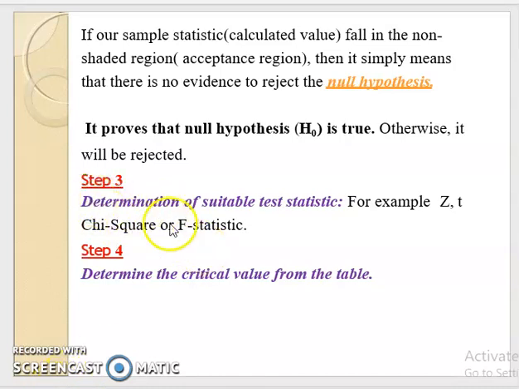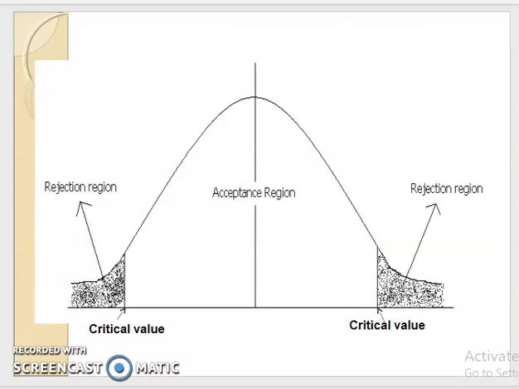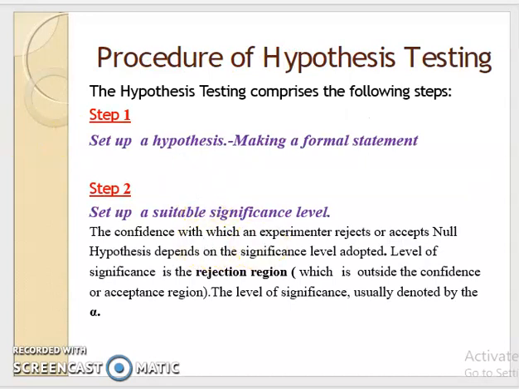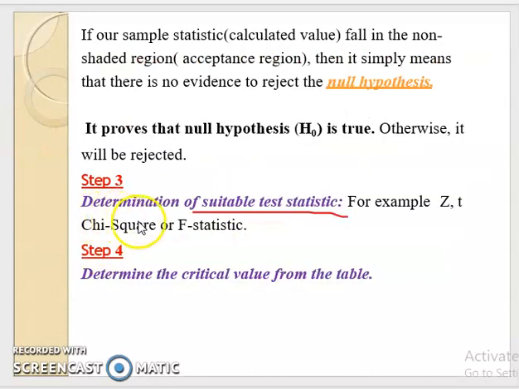So the third step is the determination of the suitable test statistics. After selecting the significance level, that is the second step, we'll be doing the third step in the test of hypothesis, that is determination of the suitable test statistics.